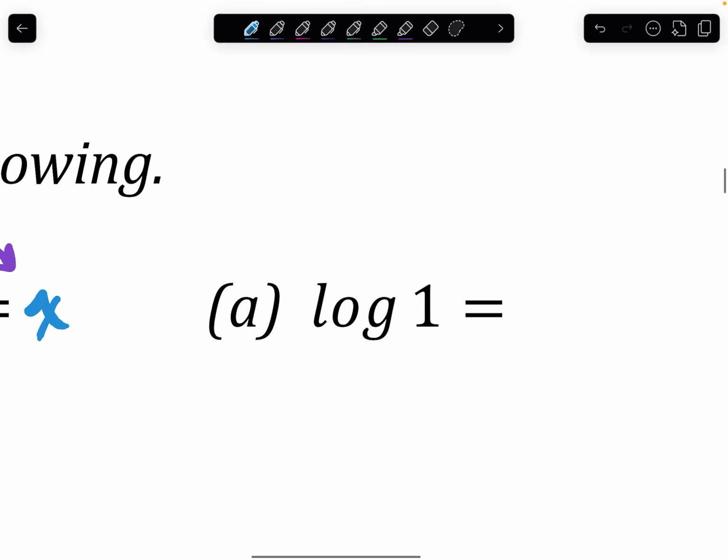The log of 1, this is your common logs, so there is a 10 there, but again, it does not matter. The log of 1 is 0. I don't care if this is a 10, if this is a 5, if this is a 1/3. The log of 1 is always 0.